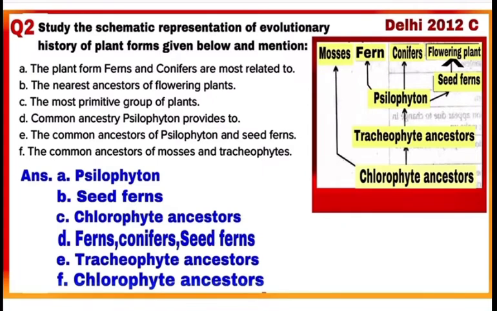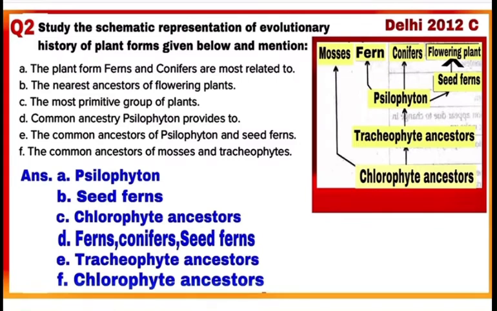Nearest ancestors of flowering plants are seed ferns. C part. The most primitive group of plants, chlorophyte ancestors are most primitive group of plants. D part. Common ancestry Xylophyton provides to.